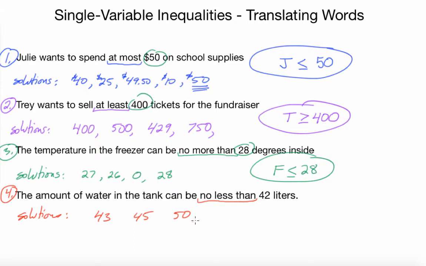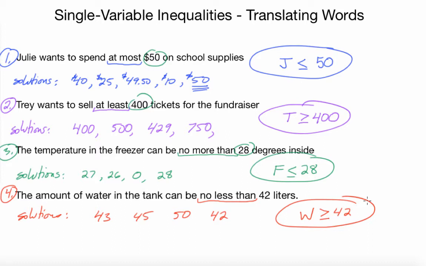What about exactly 42 liters? If I have a tank with 42 liters, does that work? Am I happy with that? It says the amount of water in the tank just can't be less than, so it can be no less than. 42 liters is not less than 42 liters, so I'm going to accept it. It is a possible solution. So the water in the tank has to be greater than, because it can be no less than. So it has to be greater than 42 liters, but it could also be equal to 42 liters.